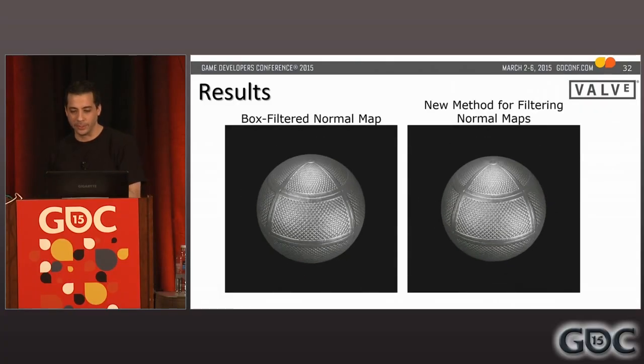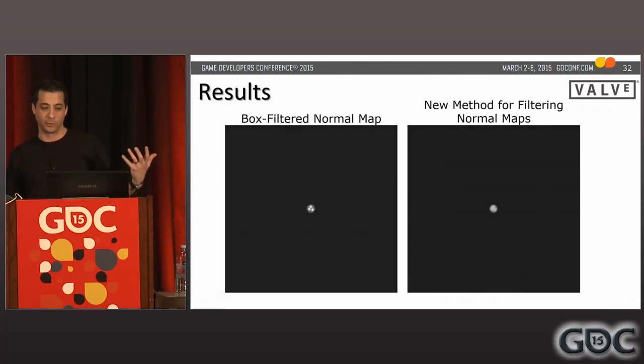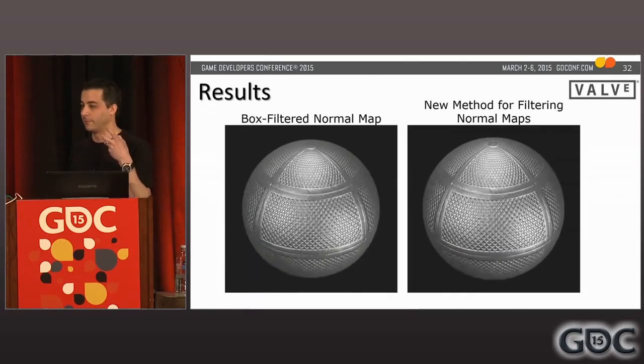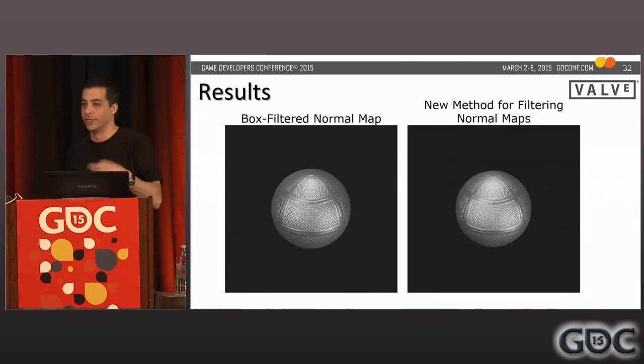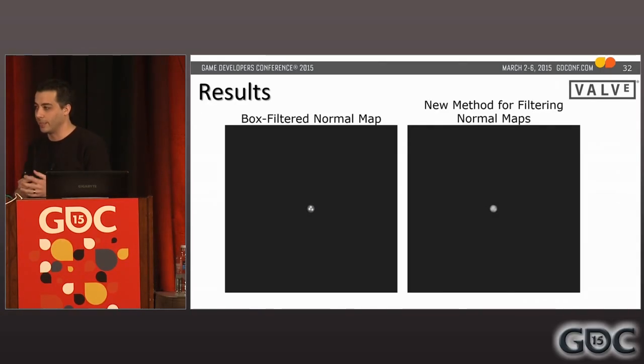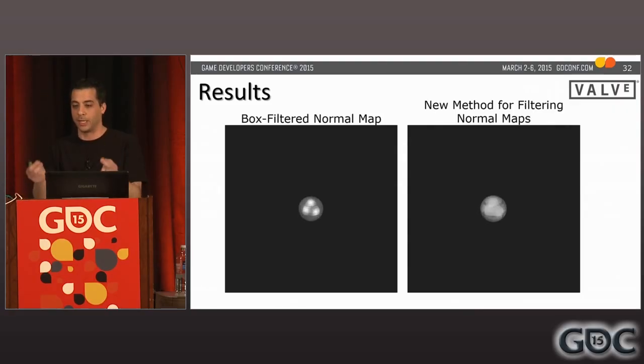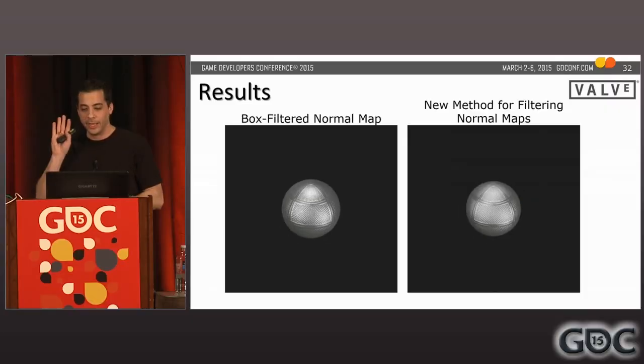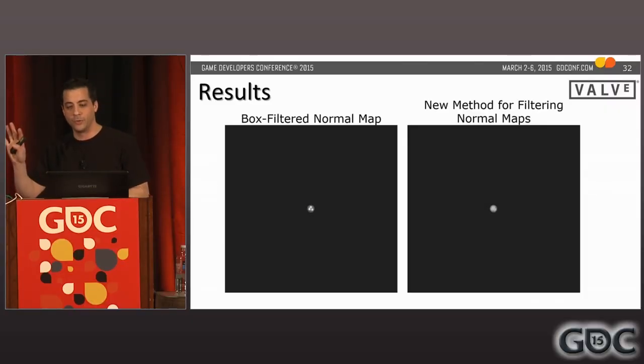I'll get into how we do it. But on the left is just a simple box filter normal map. On the right is the result using this roughness information, the standard deviation that we retain through our whole pipeline and apply in our shader. And what happens is instead of it going to this glossy mess on the left, it actually retains the correct look that you want on the right.